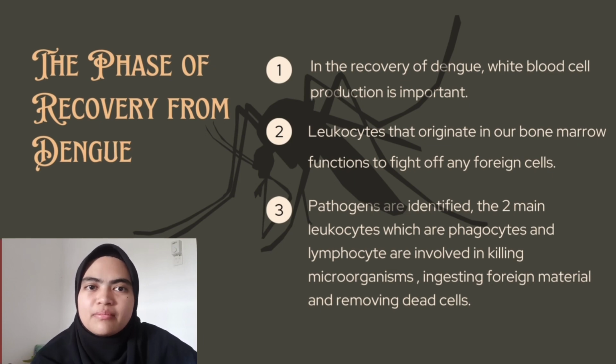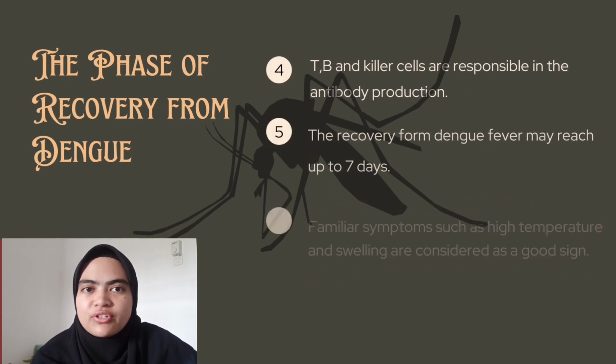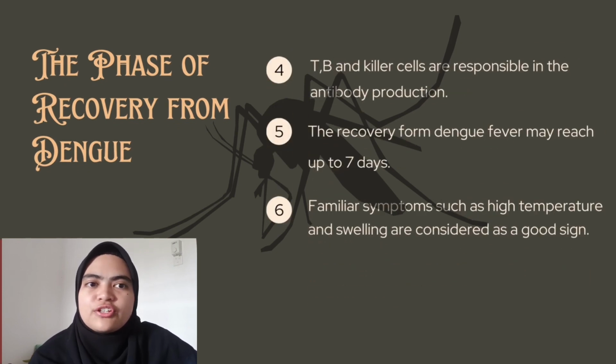These cells and helper T cells start to produce special proteins called antibodies. Each antigen has a unique antibody, like a lock and key, to destroy the invading cells. Familiar symptoms such as high temperature and swelling show that the immune system is responding to the antigens, which is why the fever of dengue makes it harder for bacteria and viruses to reproduce and spread.